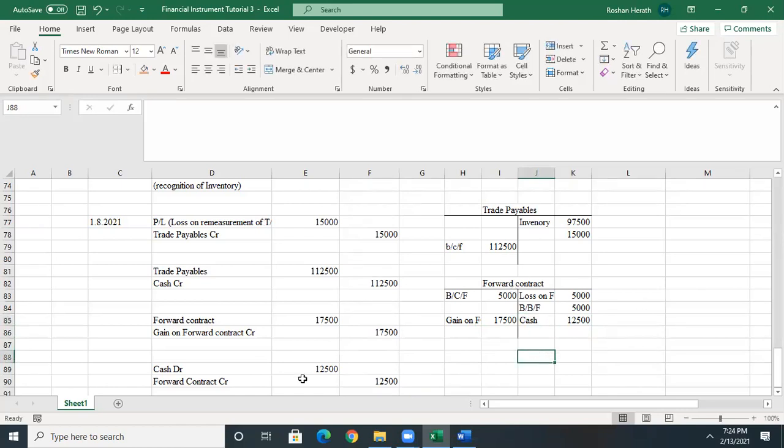So nothing is left in the forward contract. It's fully settled. Eventually you ended up paying only 100,000.